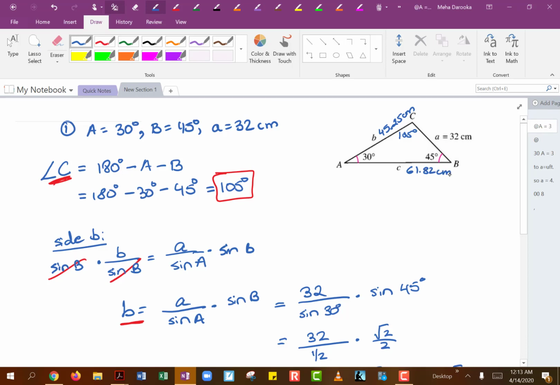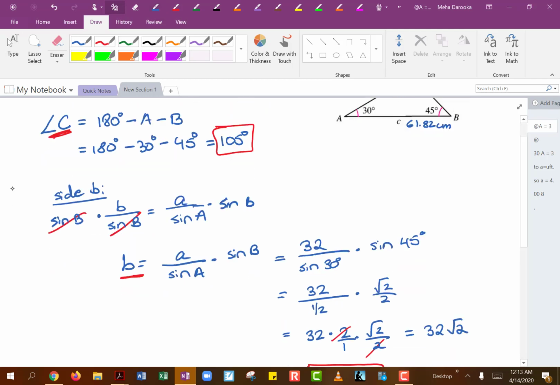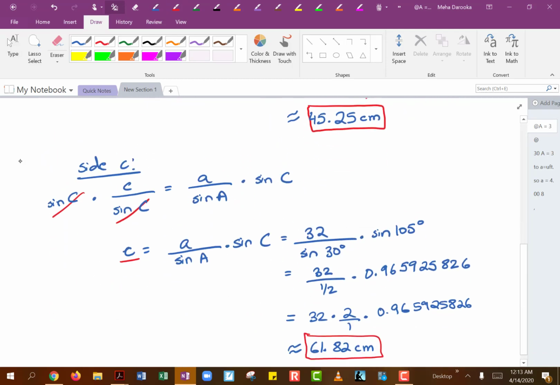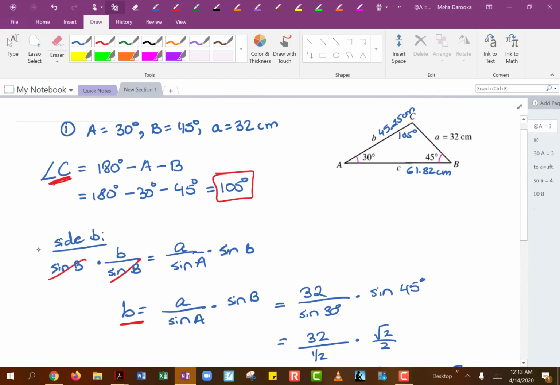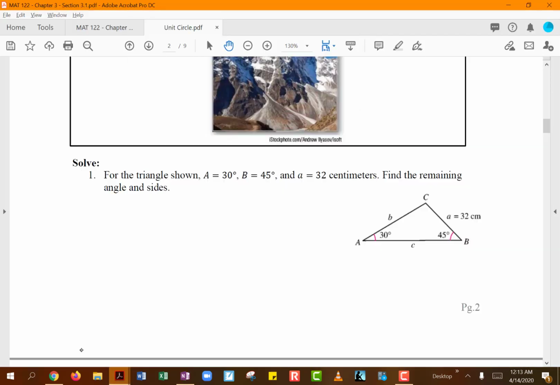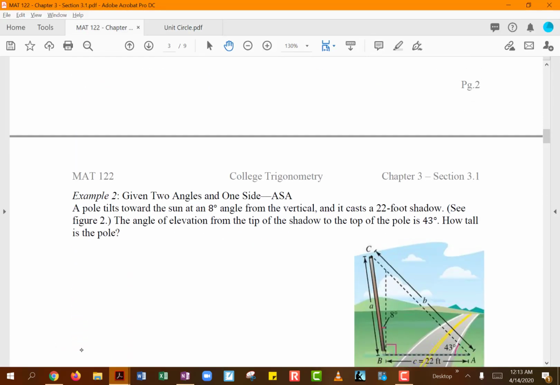So now we have found our missing angle, and we have found our missing sides, and you can see this is where the law of sines comes into play. Okay, so this was our example 1.